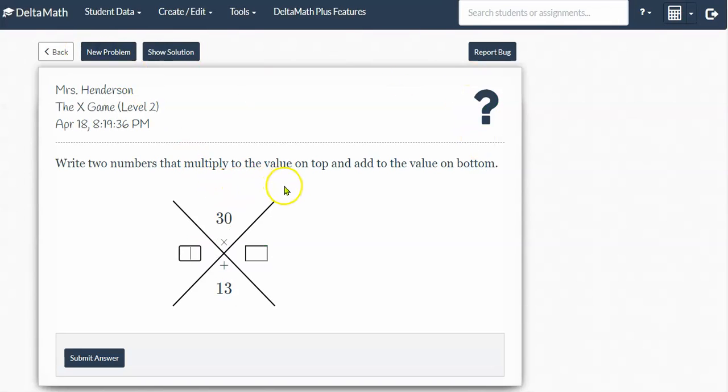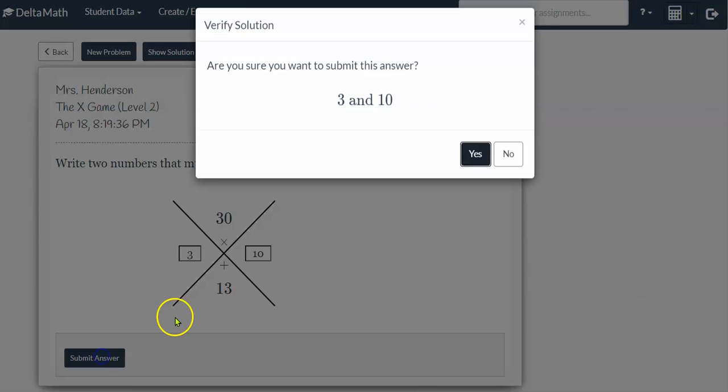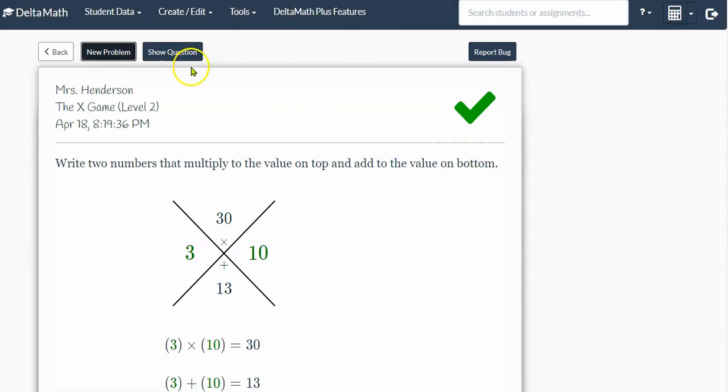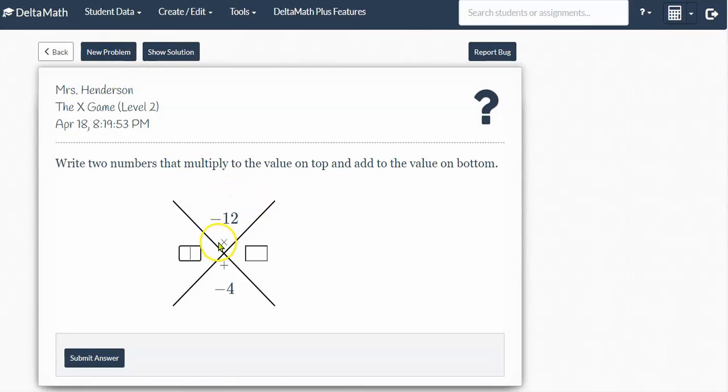All right, let's try that again. Two numbers that multiply to 30, so 3 and 10, 2 and 15, 6 and 5, but they have to add to 13. So I'm thinking 3 and 10. Great. You get it?